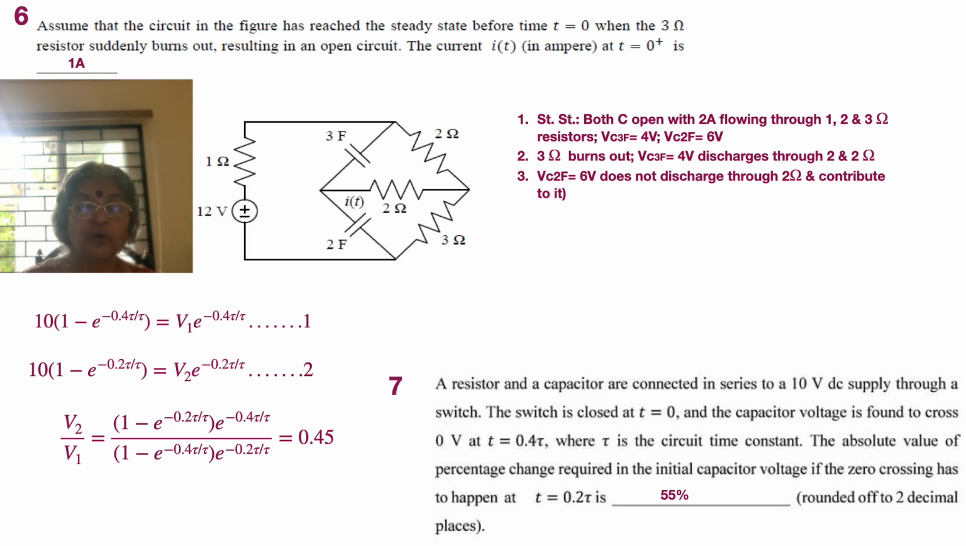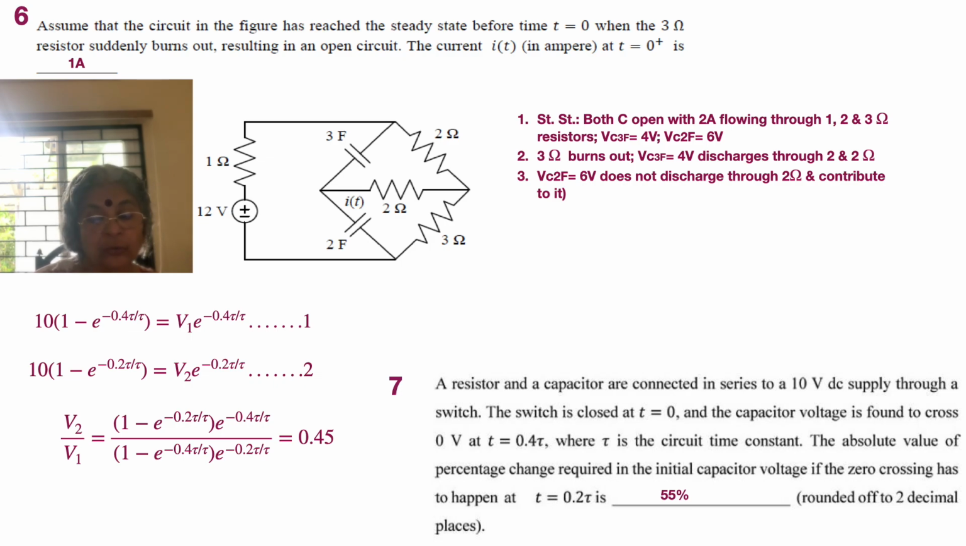The capacitor voltage is found to cross 0 volt at t equal to 0.40 tau. So what's happening? The capacitor already had some voltage, and that voltage is reducing because it is discharging, and so we are having two processes coming together: one is discharging and then charging. Because they are in opposite directions, the voltage is going to go down to 0 at 0.4 tau.